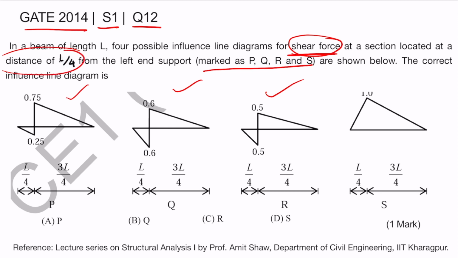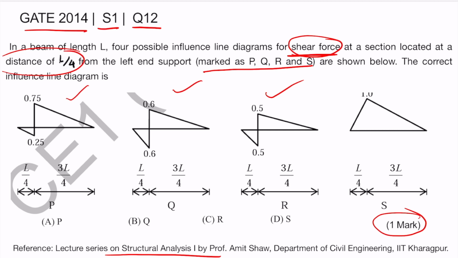So 4 options are given to us and we need to find the correct influence line diagram out of these 4 options. It's a 1 mark question. For this type of problems you can refer to the lecture series on Structural Analysis 1 by Professor Amit Shaw, Department of Civil Engineering, IIT Kharagpur.